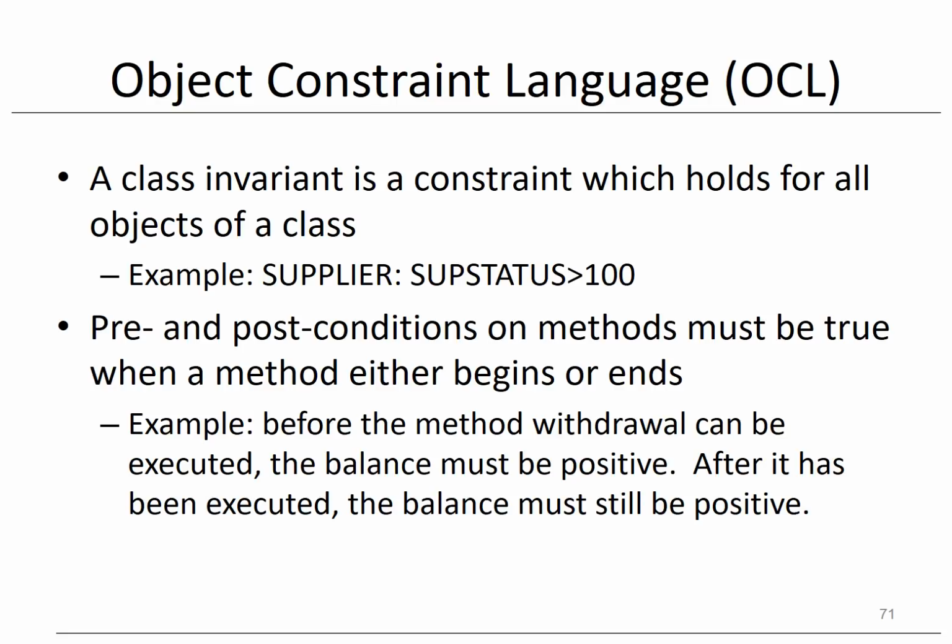Pre- and post-conditions on methods must be true when a method either begins or ends. As an example, before the method withdrawal can be executed, the balance must be positive. After it has been executed, the balance must still be positive.